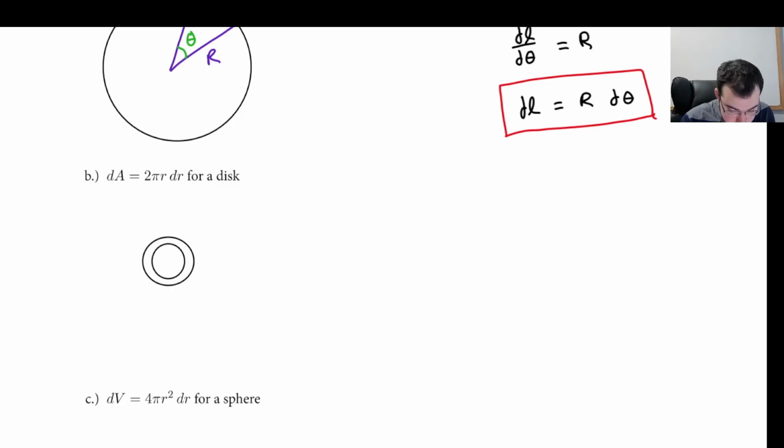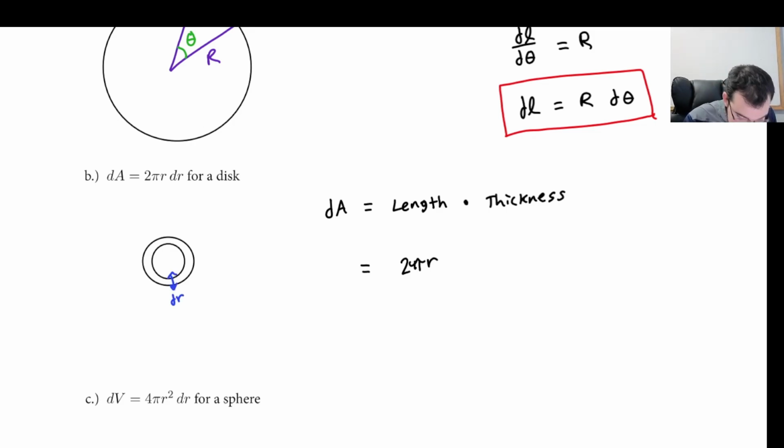So my change in my area, dA, is going to be equal to the length of this ring times its thickness. Now the length, well, that's just going to be the circumference, 2 pi r. And then my thickness, we're assuming that this ring is a very small thickness, dr. So it's a 2 pi r length extended for a distance of dr. So that's why this dA can be written as 2 pi r dr.